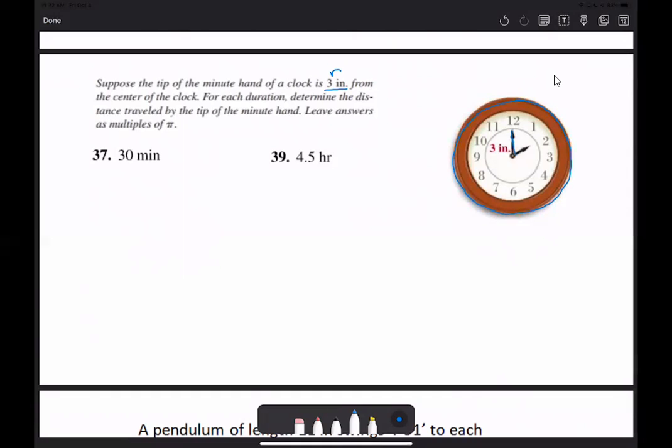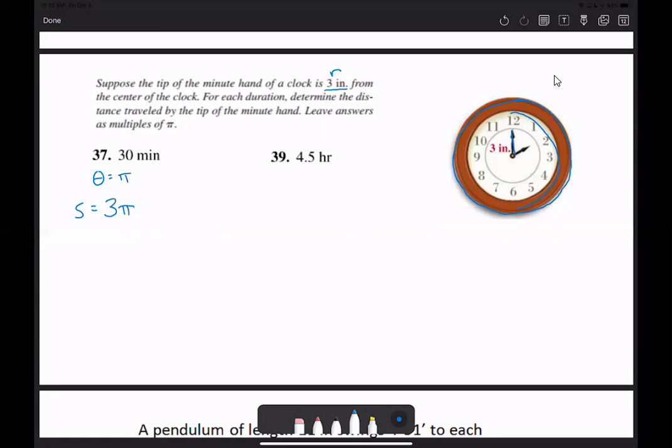So we need to determine, in 30 minutes, we know that a full circle is 2 pi. So 30 minutes is half around that circle. So our angle here that we will use for 30 minutes is going to be pi, which is 180, halfway around is pi. And we're going to just plug this information in, and we have 3 pi.